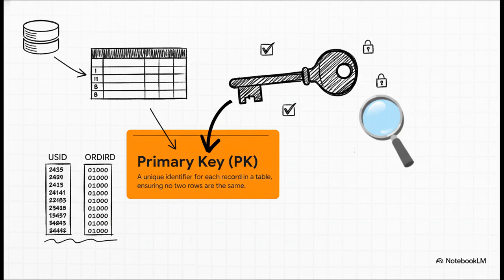The absolute bedrock of any table is the primary key. Every single table you create needs one, no exceptions. It's just a column, or sometimes a set of columns, that has a completely unique value for every single row. Think of it like a social security number for your data. It guarantees that we can always find and identify one specific record with zero confusion.